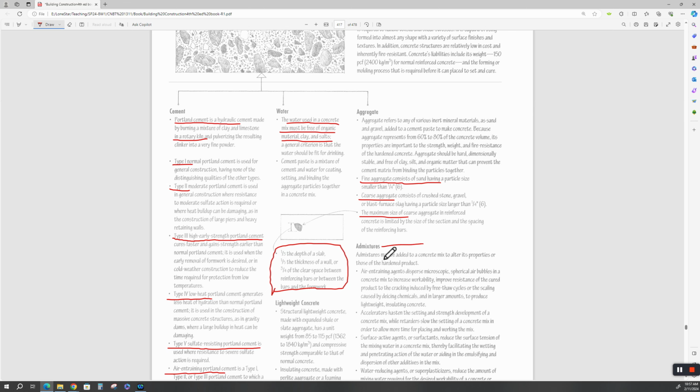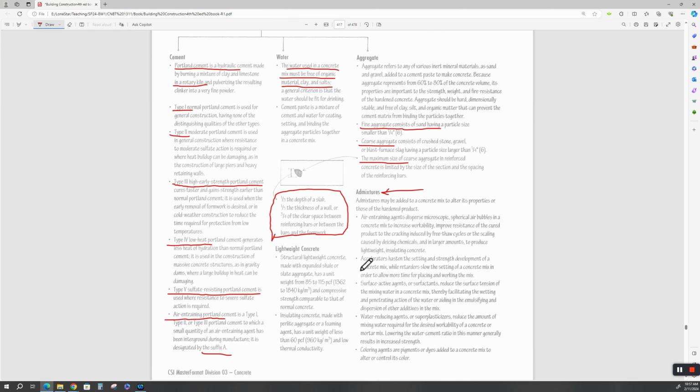Admixtures. Oh man, there is a ton of admixtures out there that make your concrete the greatest thing since sliced bread. You've got air-entraining agents, you've got accelerators that speed up the hydration process. You've got surface active agents, or surfactants. They reduce the surface tension of the mixing water in a concrete mix, thereby facilitating the wetting and penetrating action of the water, aiding in the emulsifying and dispersion of other additives in the mix. Okay, let's break up that surface tension.